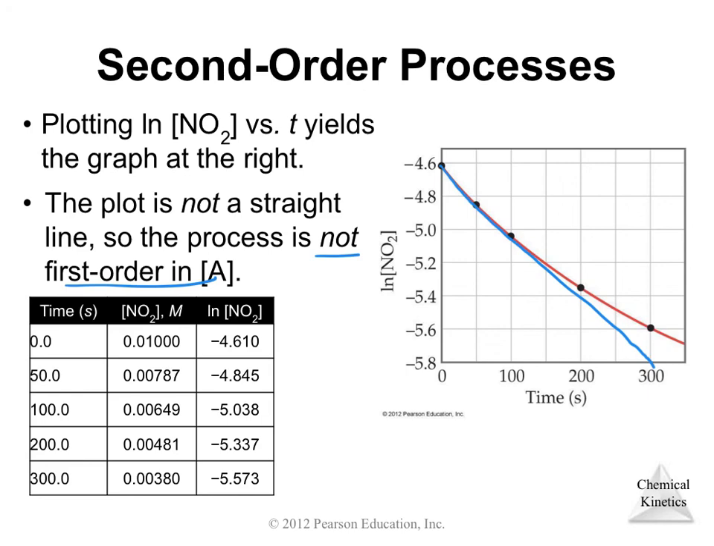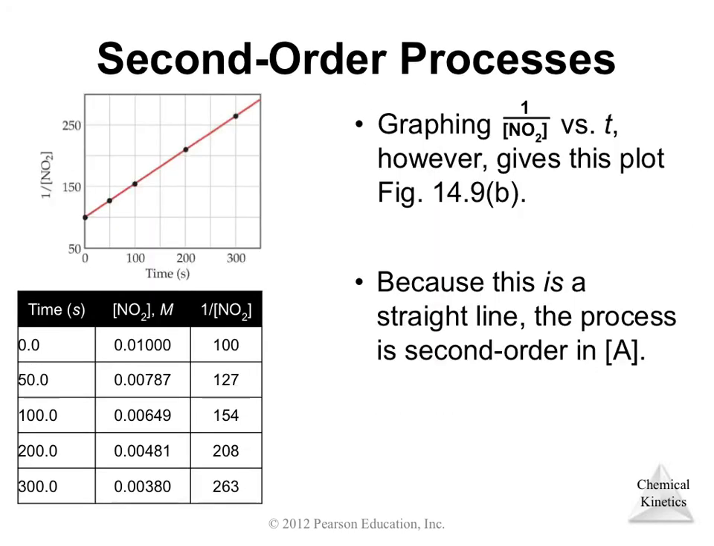So we need to keep going through the list. And when we graph 1 over the concentration, we end up with a straight line. So we see that we are going up in equal intervals along the process here. So the straight line with 1 over the concentration versus time tells me that this is a second order process.